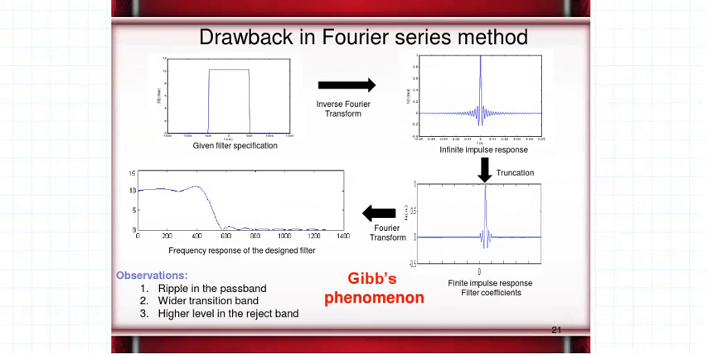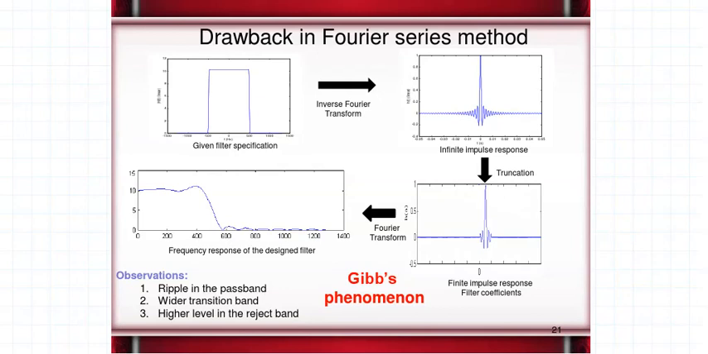Now let us understand what the drawback in the Fourier series method is. Here a complete analysis is shown that will help us to identify the drawback in the Fourier series method. So let us again revisit the steps that we had seen when we designed by the Fourier series method.